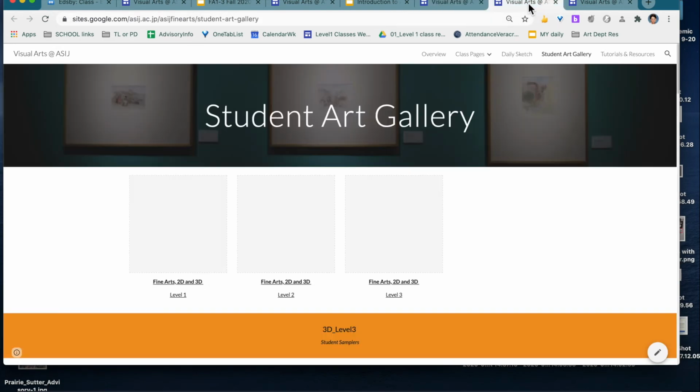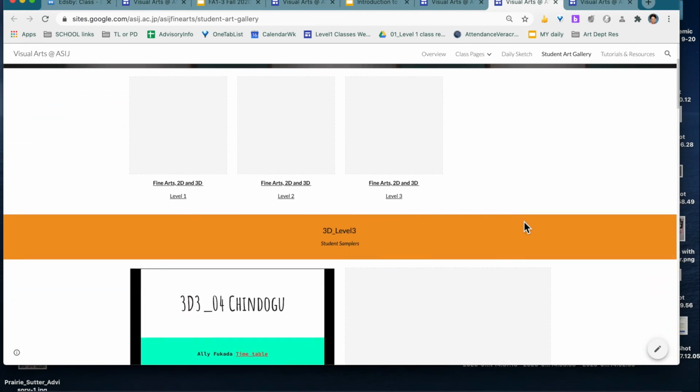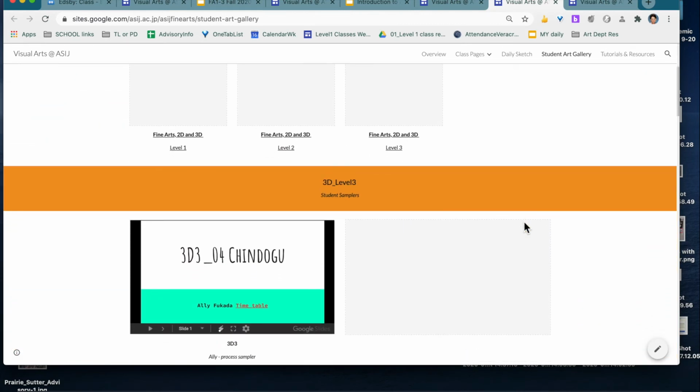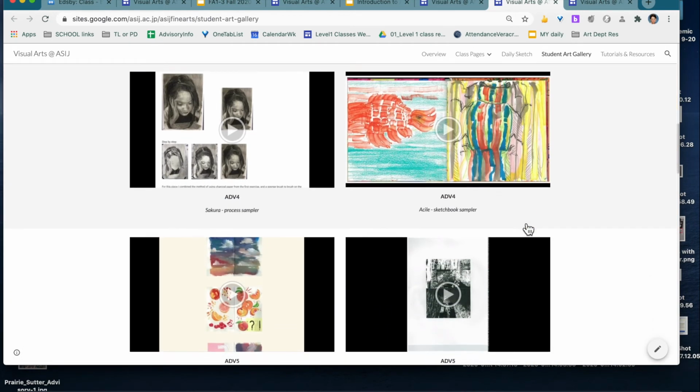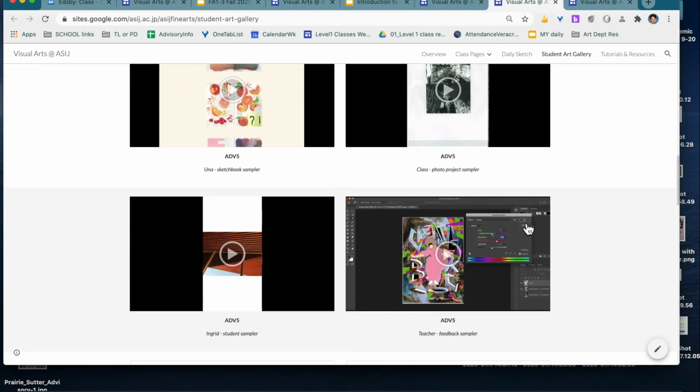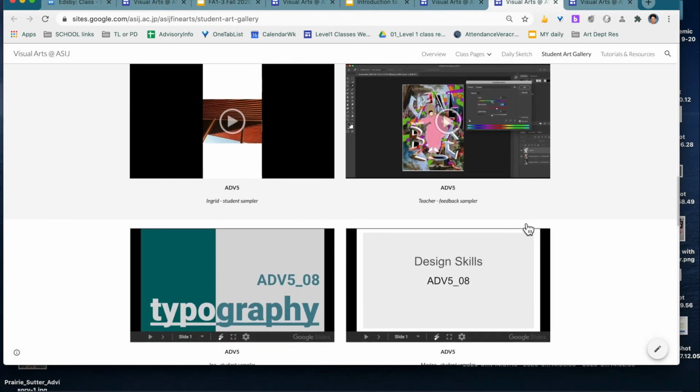In addition to that, we also have a student art gallery. We have very little in the lower level since we've just gotten started, but we have some examples of the upper level art from past years so that students can be inspired. And if you get a chance to take a look, we'd love to have you see what some of that artwork is from past classes.